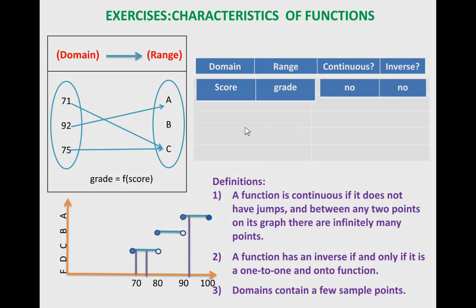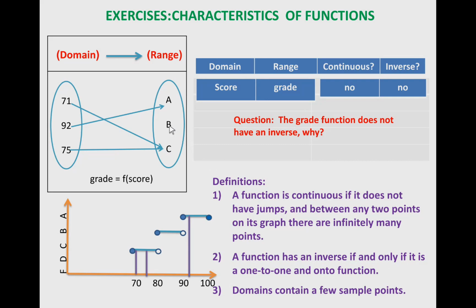Let's go ahead and answer this question. The graph function does not have an inverse. Why? We said for a function to have an inverse, it has to be one-to-one and onto. And this function is not onto. What does it mean to say a function has an inverse?